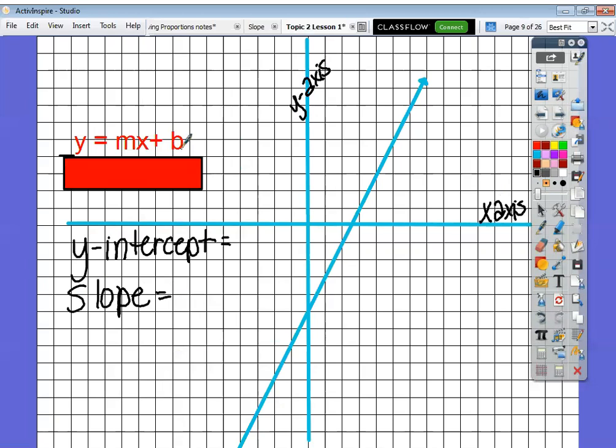So the y-intercept, if I go along my line, bam, that's where my line crosses my y-axis. So that's found at -1, -2, -3, -4, -5. My y-intercept is -5.